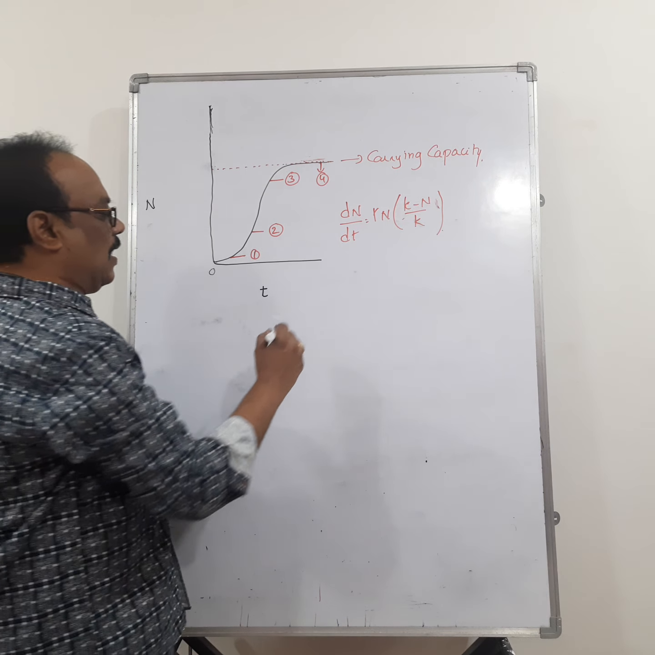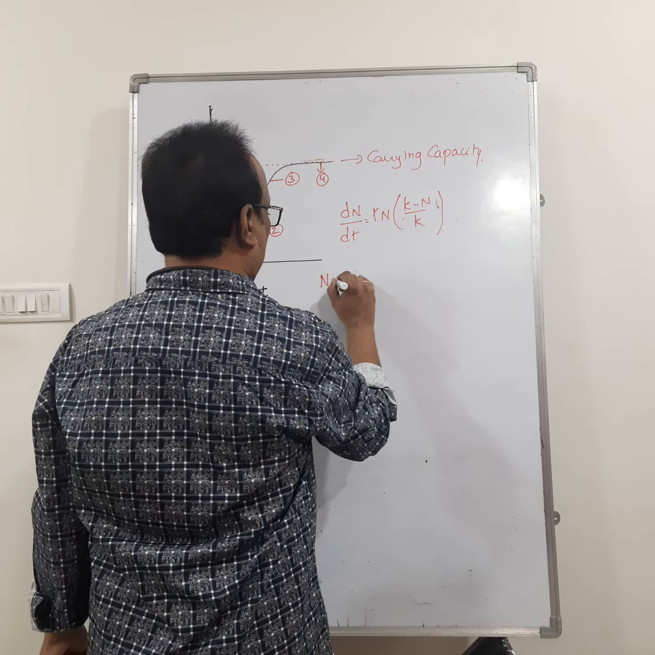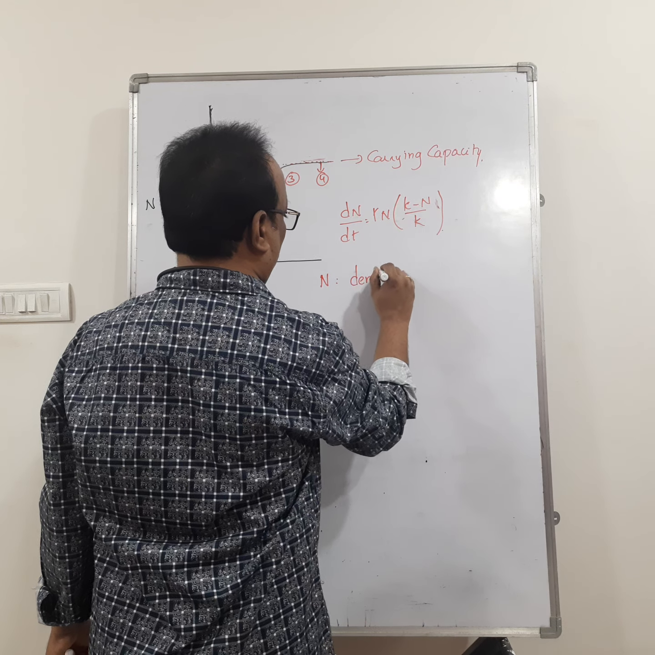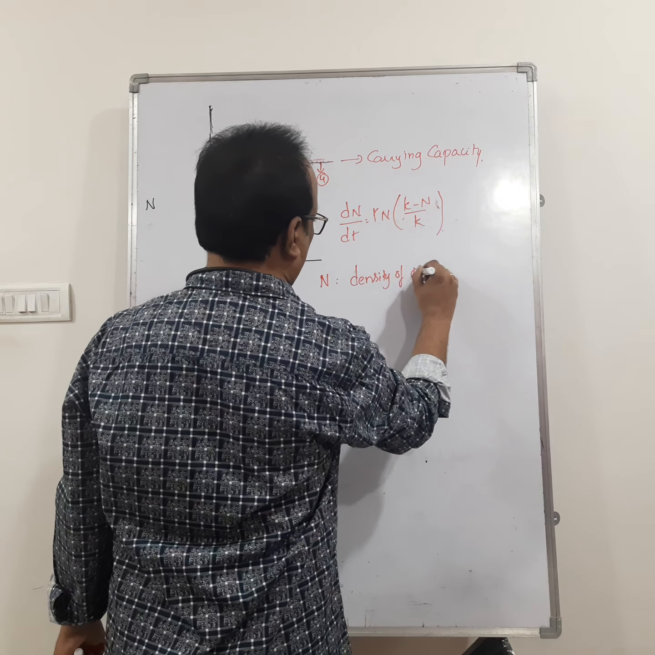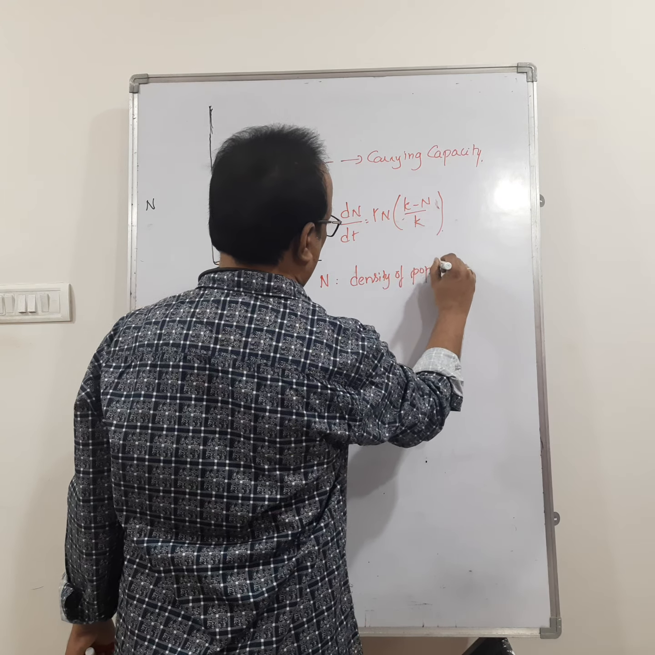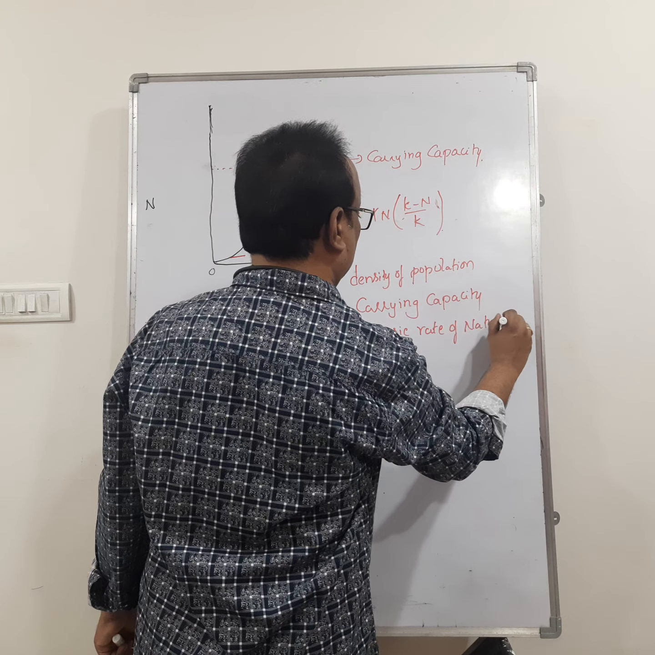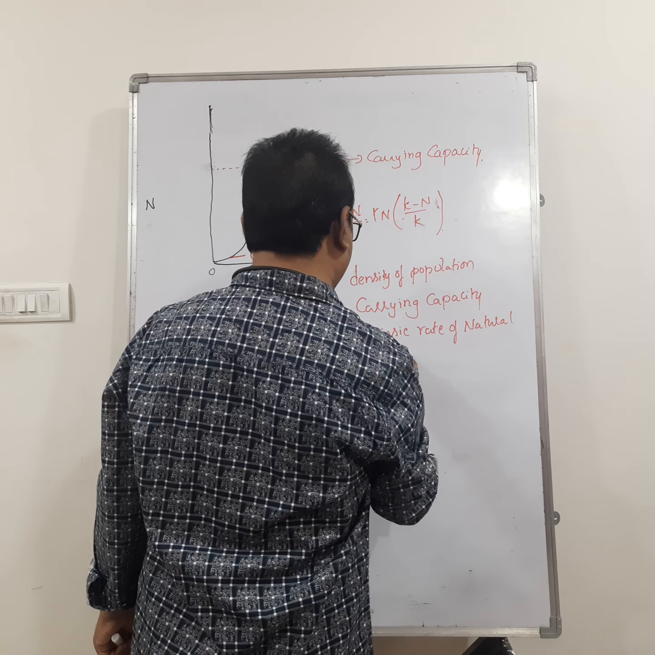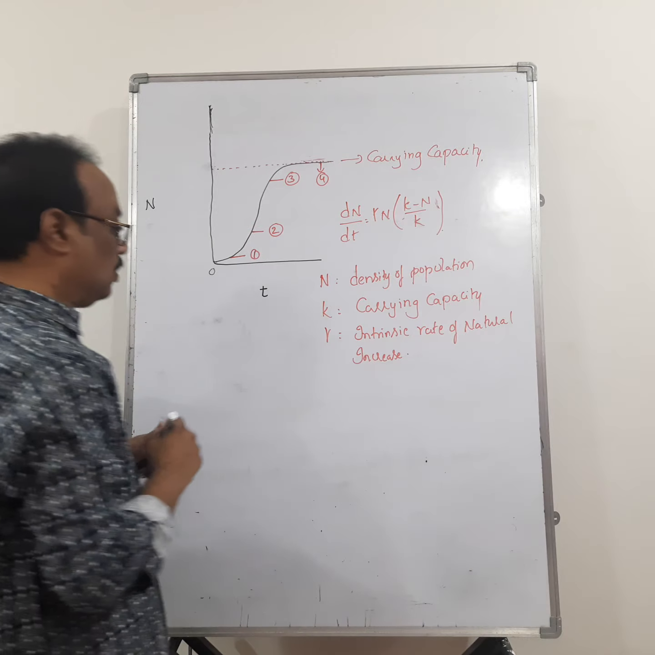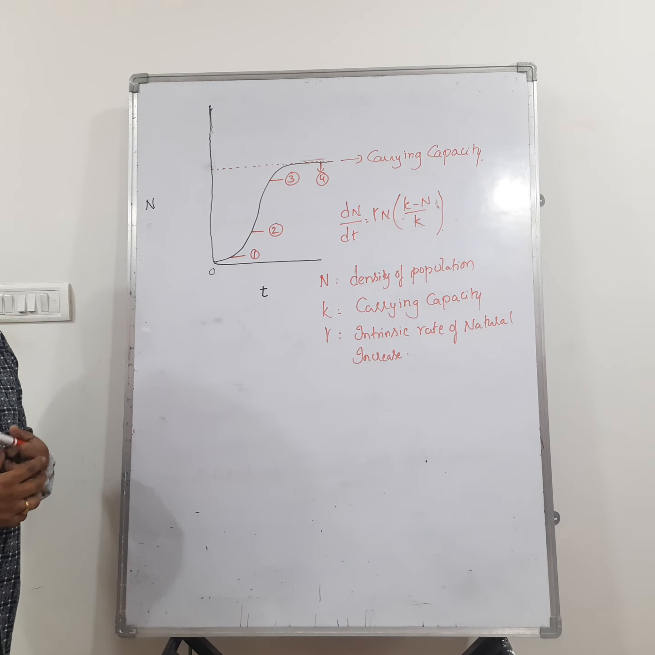So what is meant by N? N is the density of population. K, carrying capacity. r, intrinsic rate of natural increase. Intrinsic rate of natural increase.